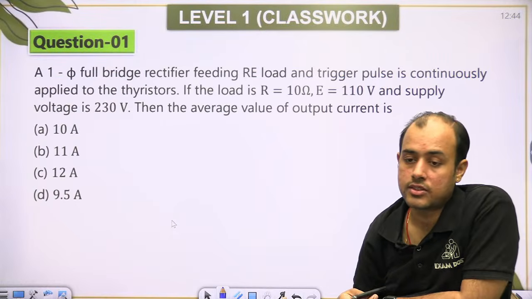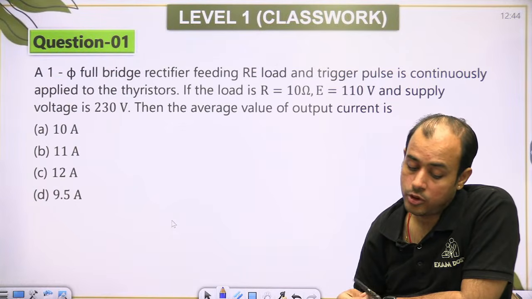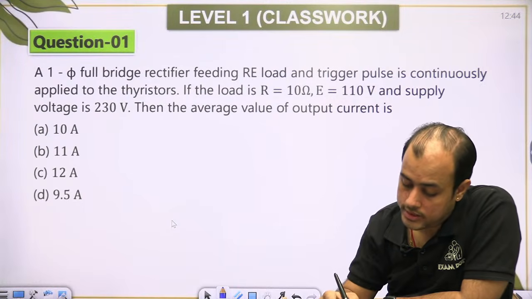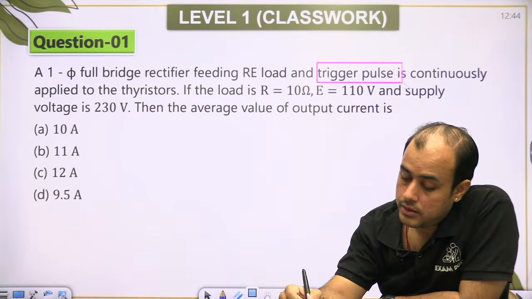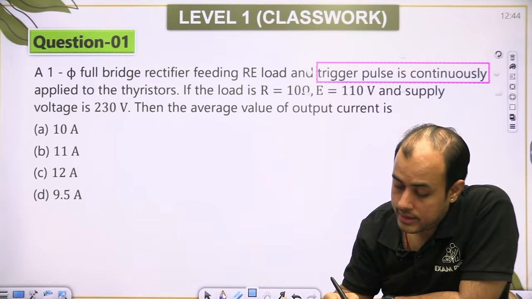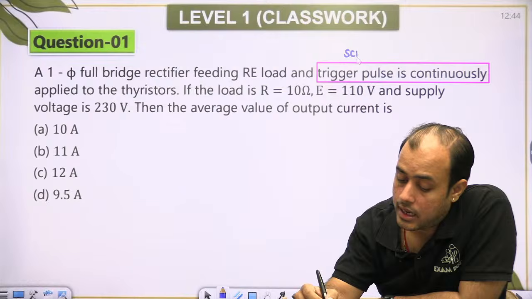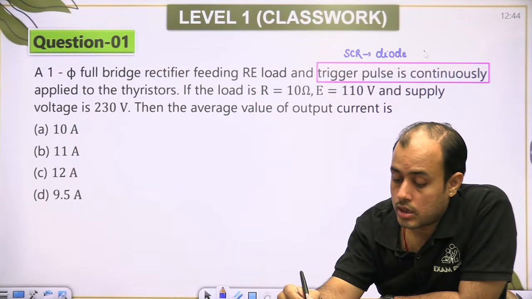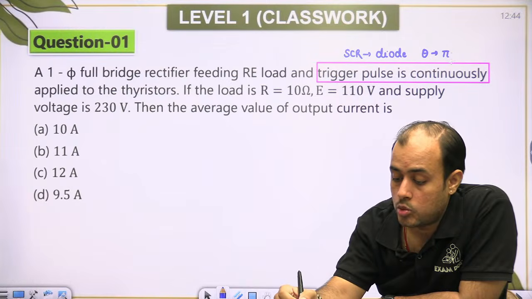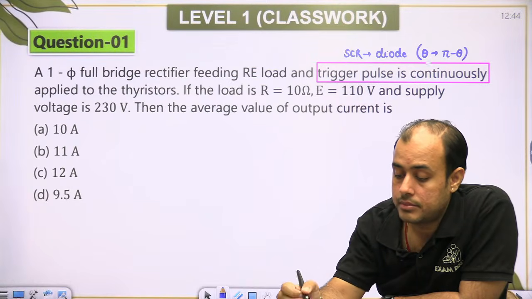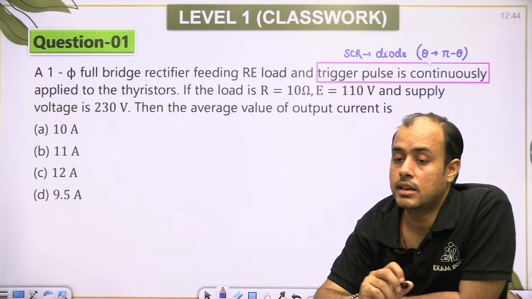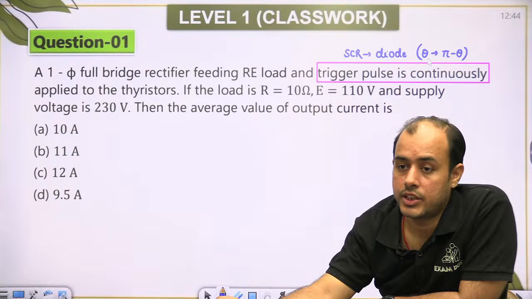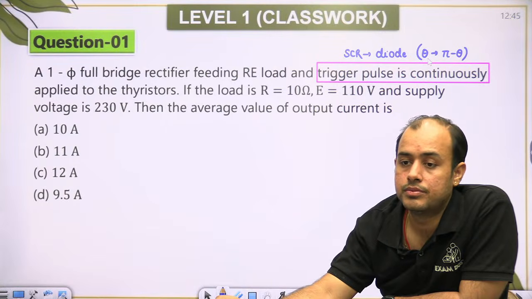चलो कम टू द क्लासरूम क्वेश्चन. Full wave bridge rectifier feeding RE load, trigger pulses continuously applied. Whenever you see this, remember SCR will behave as diode. So conduction will be from theta to pi minus theta. ठीक है. जब भी SCR डायोड की तरह बिहेव करेगा अगर आप उसे कंटिन्यूअसली गेट पल्स देते हो.